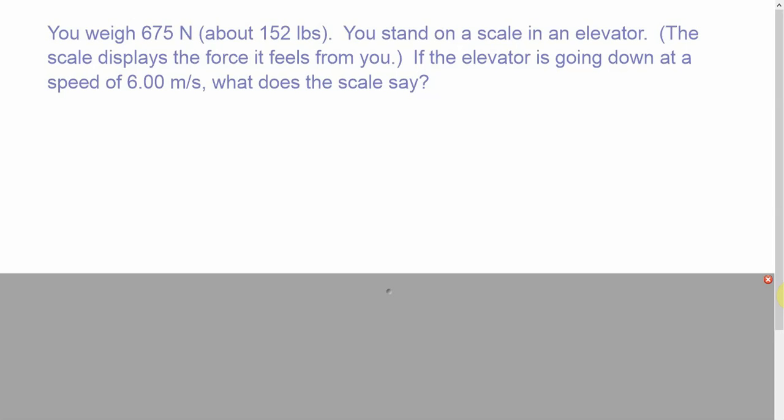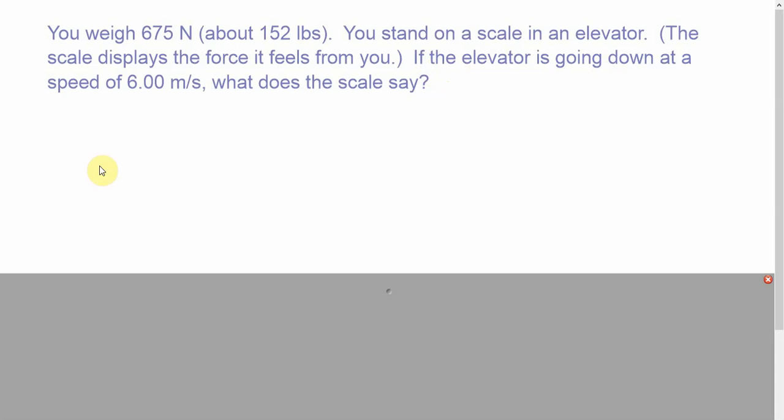And what you need to understand about a scale, like a typical bathroom scale, although maybe with a little bit more precision, is that a scale displays how much force it feels from you. Of course, by Newton's third law, that will be the force it's exerting on you, right? Equal and opposite.